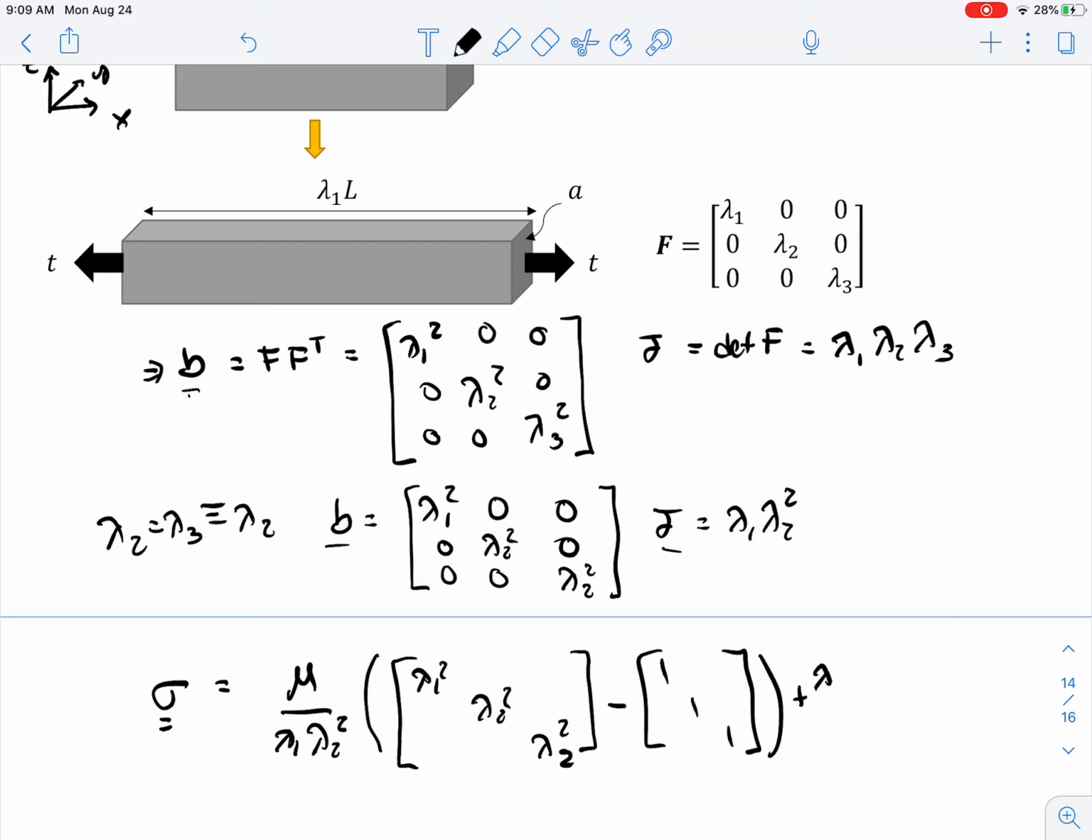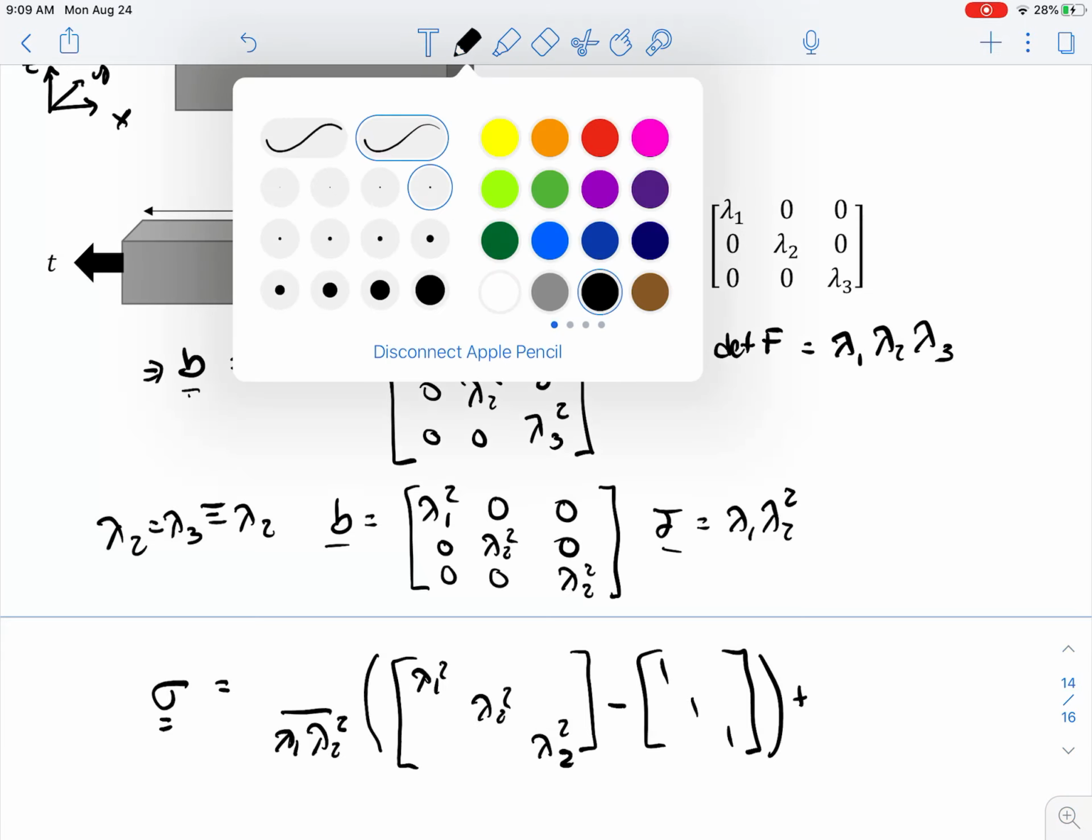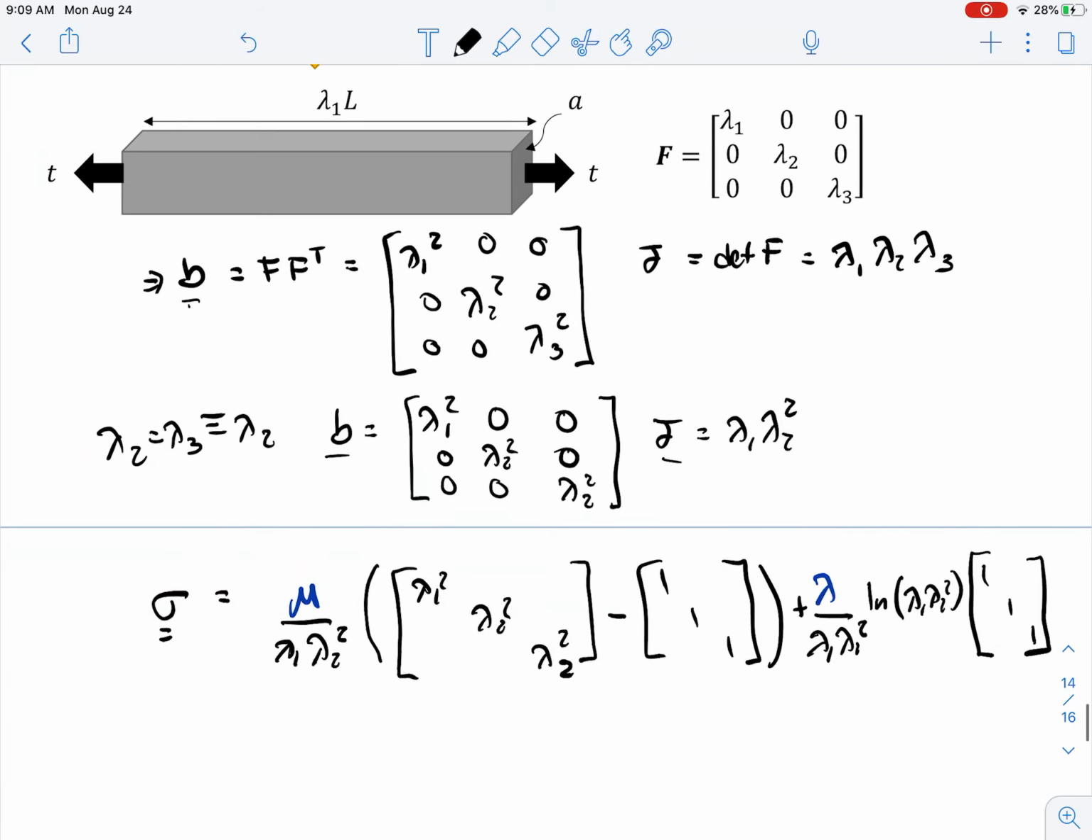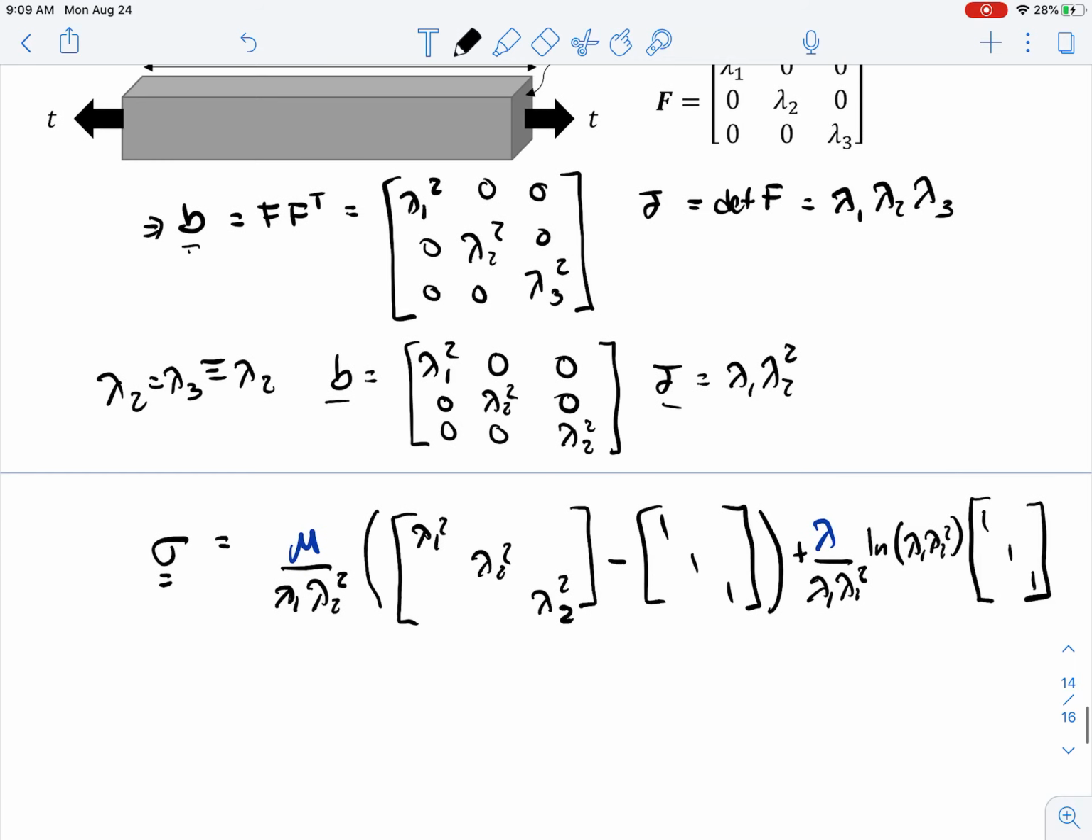Don't confuse this. This is the Lamé parameter lambda. Maybe I should somehow make it look like a parameter. I'm just going to use a different color. Mu lambda, so that it's clear that those are material parameters and not part of the deformation. Lambda 1, lambda 2 square, logarithm of the Jacobian, which is lambda 1, lambda 2 square, times the identity. So 1, 1, 1. There we go. So that's the stress, right?